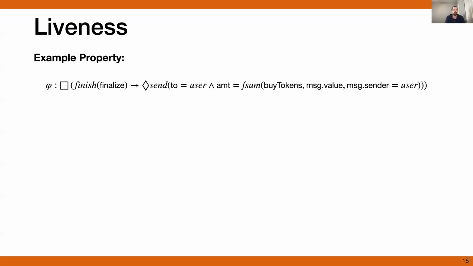For example, the property that you see here is one that we checked, which says if a crowd fund is finalized, then eventually a user should be sent an amount of money equal to the sum of the tokens that they bought. And this in particular is if a crowd fund failed to be funded.